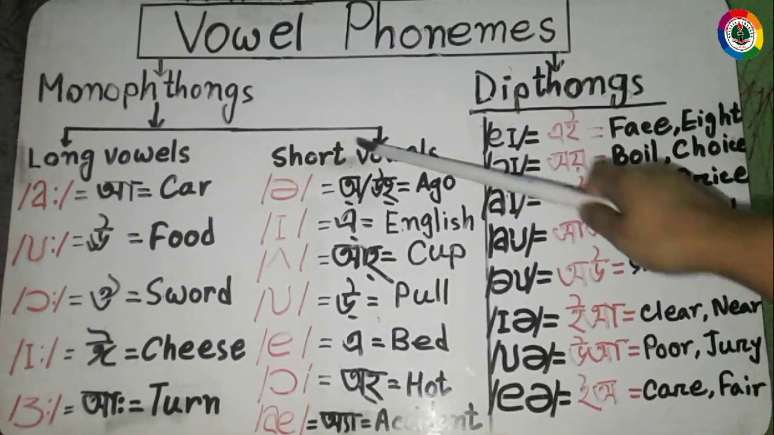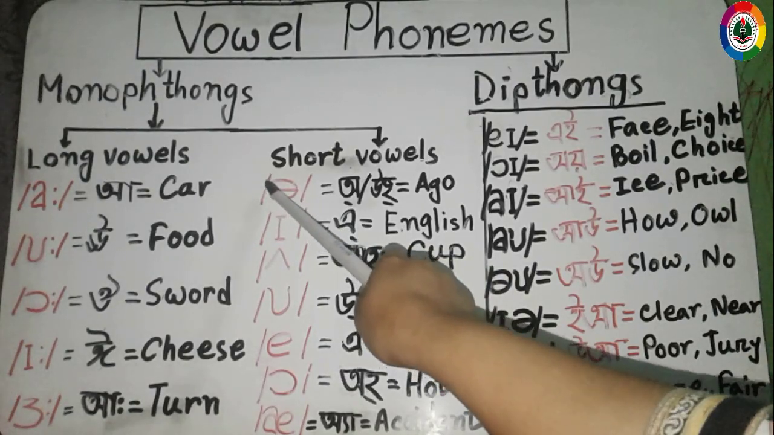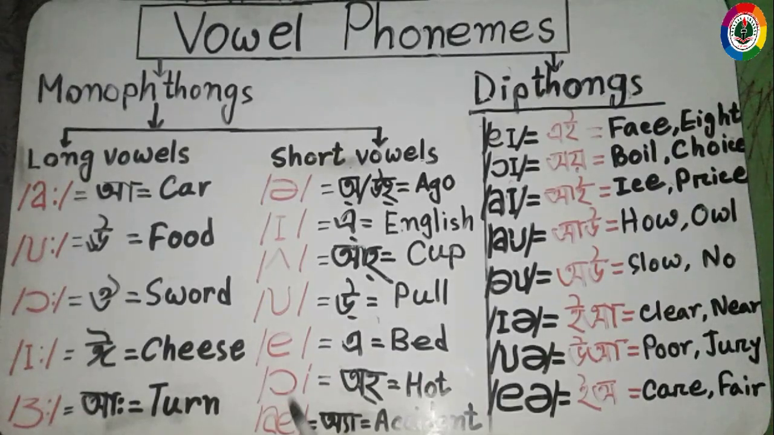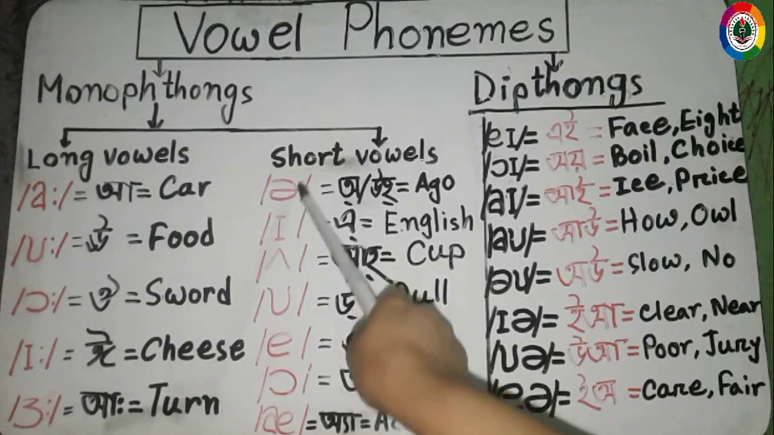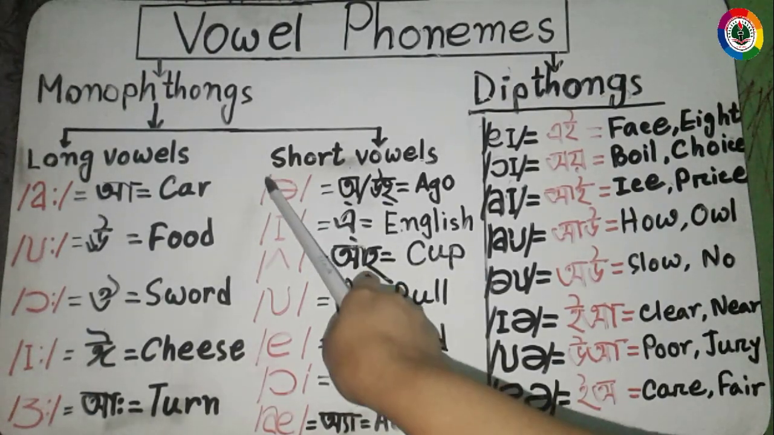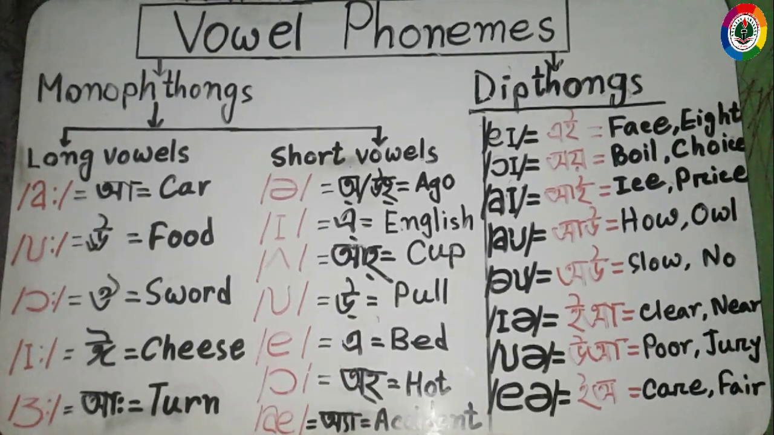Okay, now let's move to the 7 short vowels. In my phonetics part 2, I showed you how this upside down E is altered. Look at this E and this E. It's not actually E, it's a phoneme sign, but an upside down E. We have to write it in a manner like upside down E.